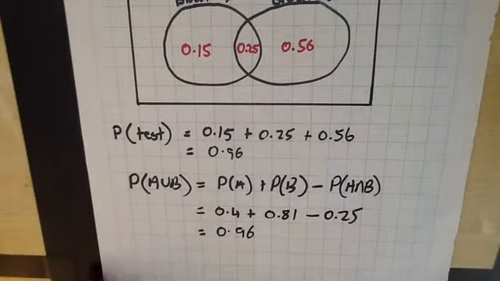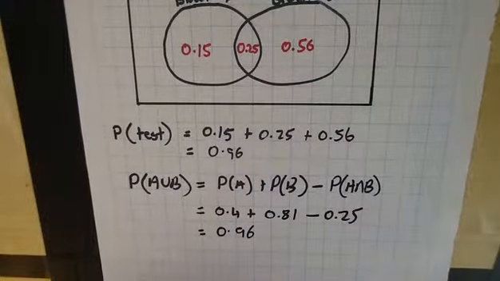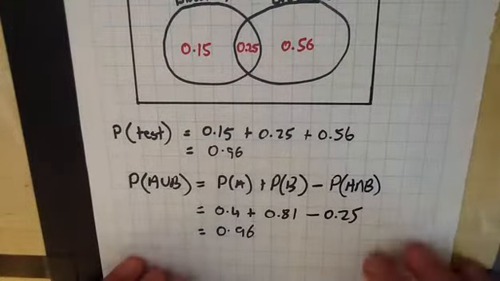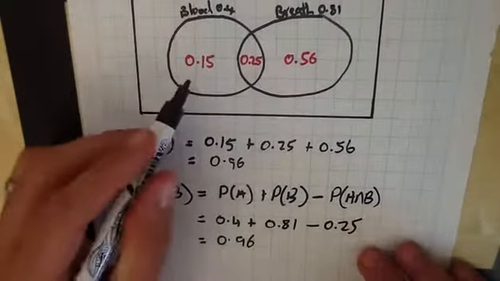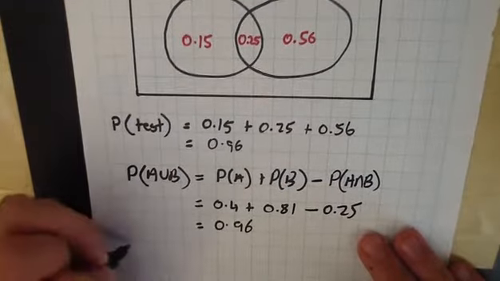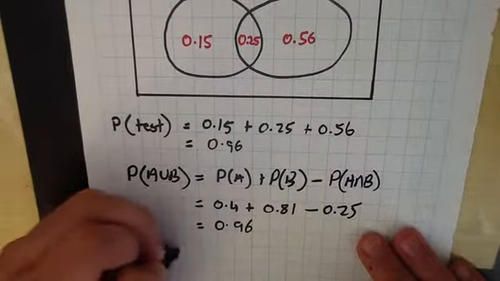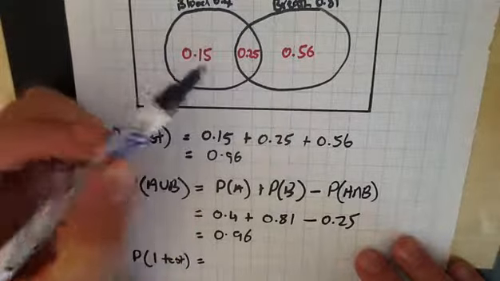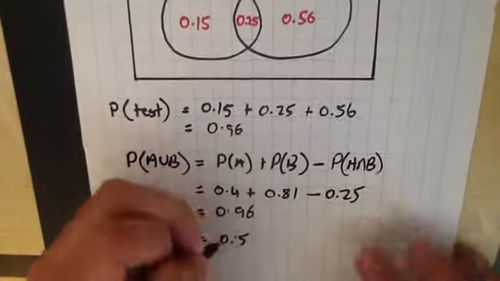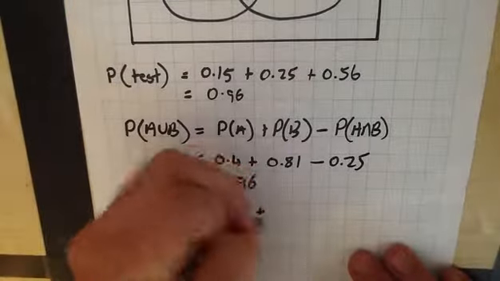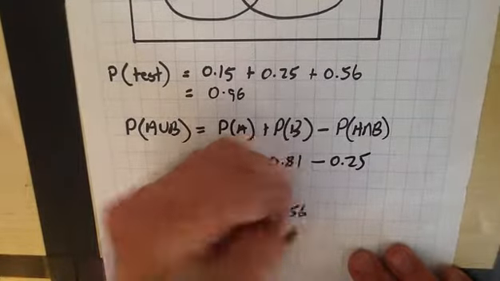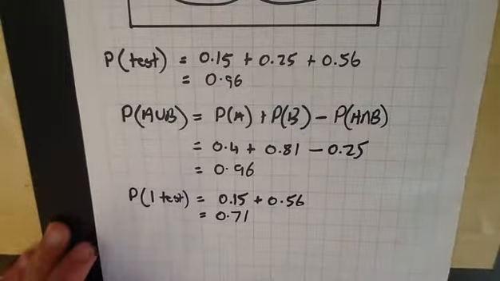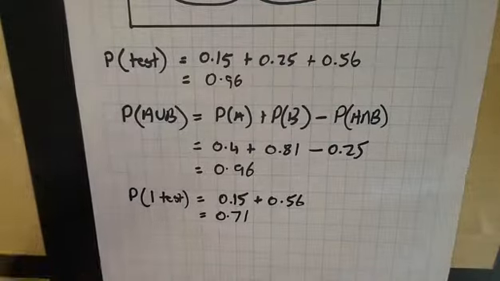Part 2 asks us to find the probability of exactly one test. Using the diagram, the probability of just one test is pretty easy. It's of just one test and not both, so I can't consider that. It's just going to be 0.15 add the 0.56, that gives me 0.71. So 71%.